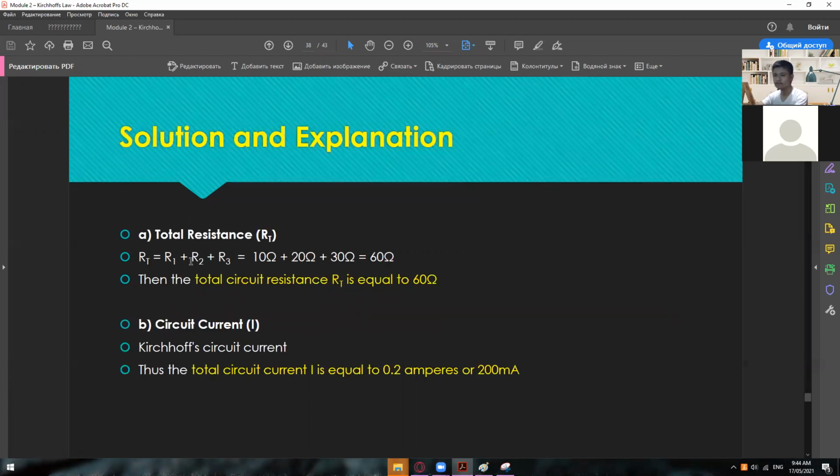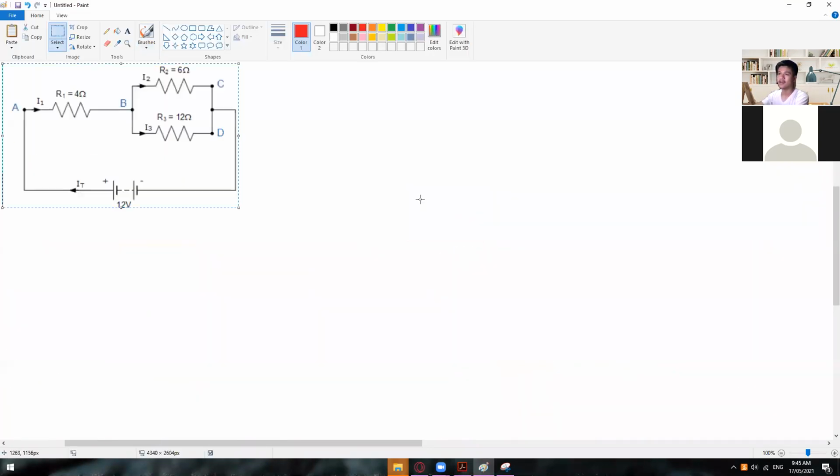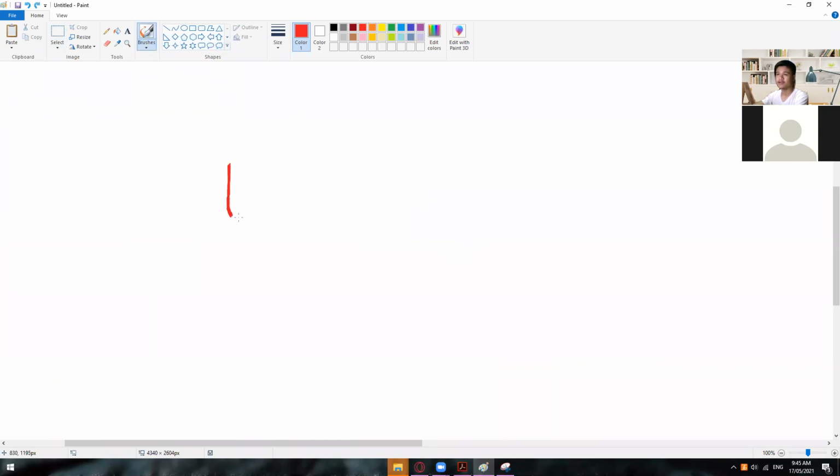Since they are in series, you can just simply add everything. So R1 plus R2 plus R3 will give you 60 ohms. And then for the total current, just use I is equal to V divided by R.